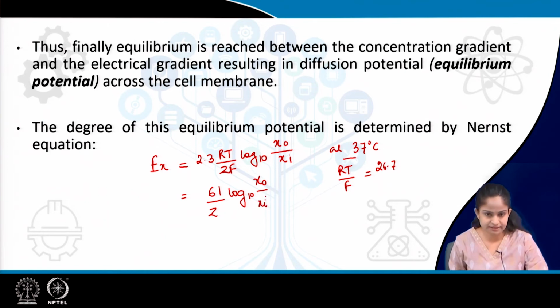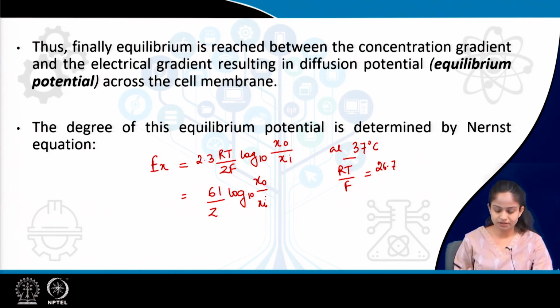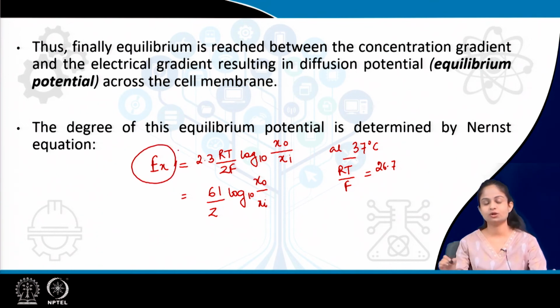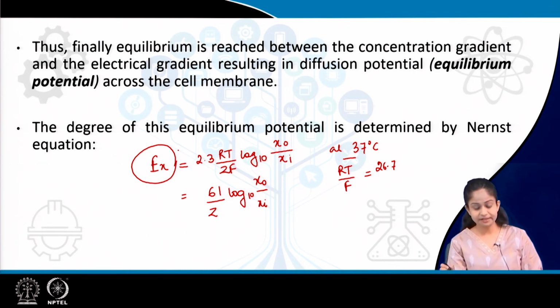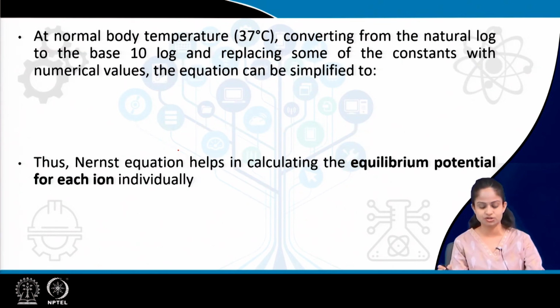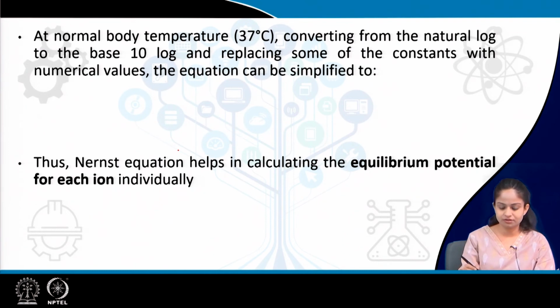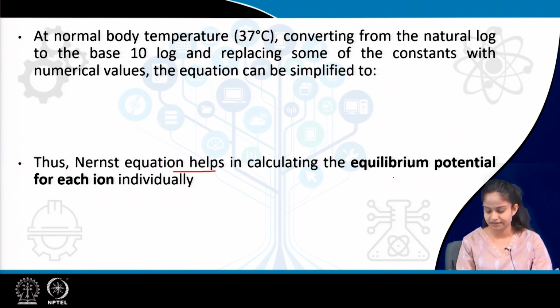Now, depending on the valency of the ion, if you want to calculate the equilibrium potential of potassium, you will consider it as +1. If you want to calculate the equilibrium potential of the chloride ion, you will take it as -1. So, that will give the result of the Nernst potential or the equilibrium potential of each ion. In this way, the Nernst potential across the cell membrane of each ion is determined, and I have already told you how the Nernst equation helps in calculating the equilibrium potential for each ion individually.